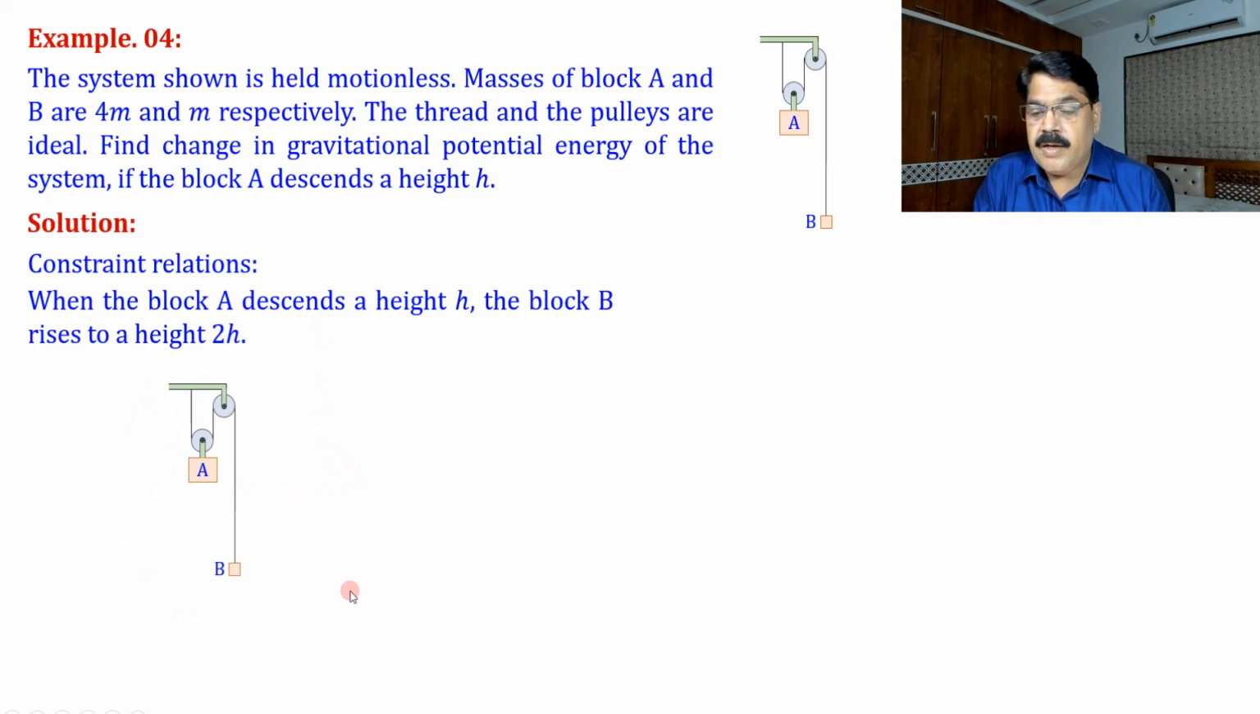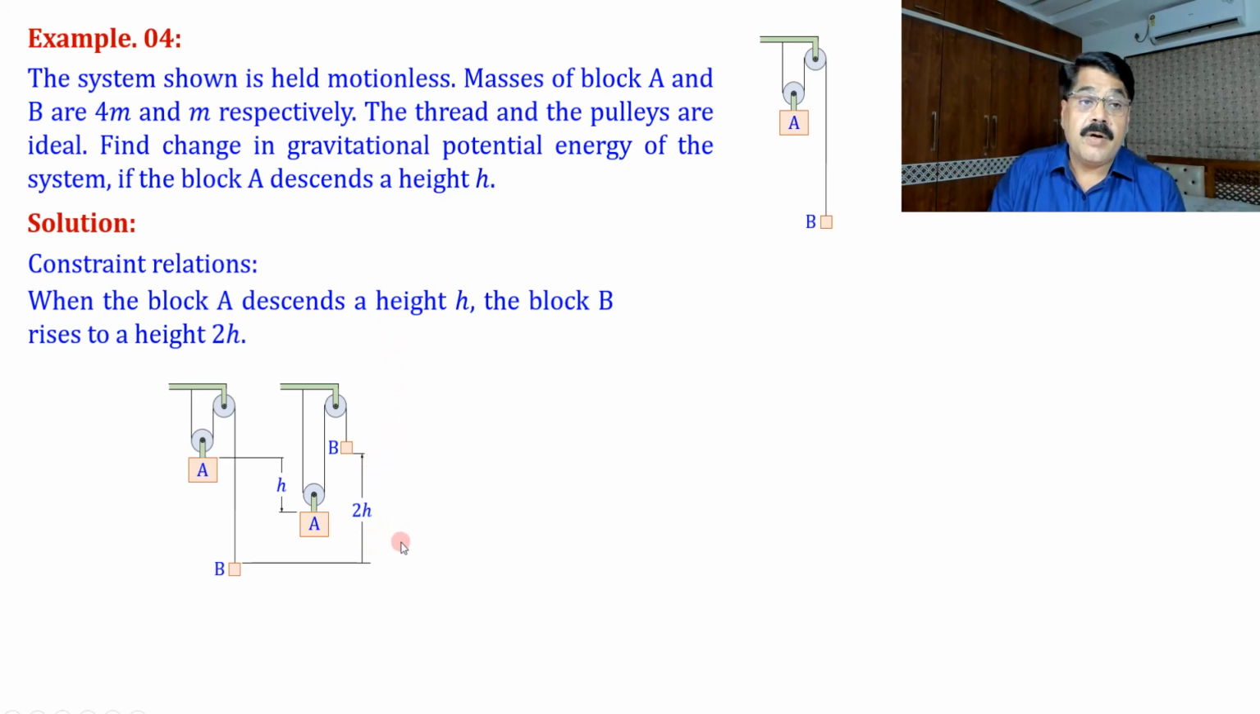Now we proceed here. This is the initial configuration of the system and this is the final configuration. We have assumed A has been lowered by an amount h, so B will rise to a height 2h. So this constraint we have seen. Now how will we proceed? We calculate the change in gravitational potential energy of each pair, A and Earth and B and Earth, and add them.